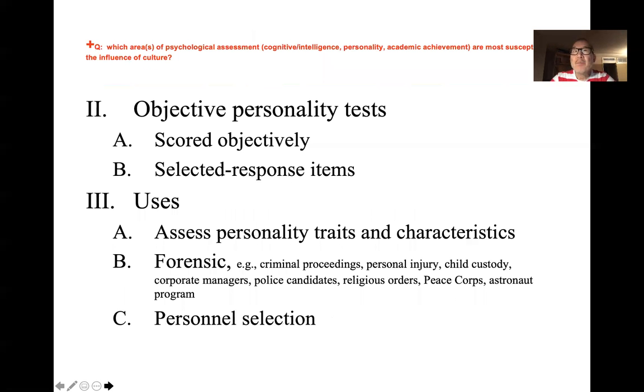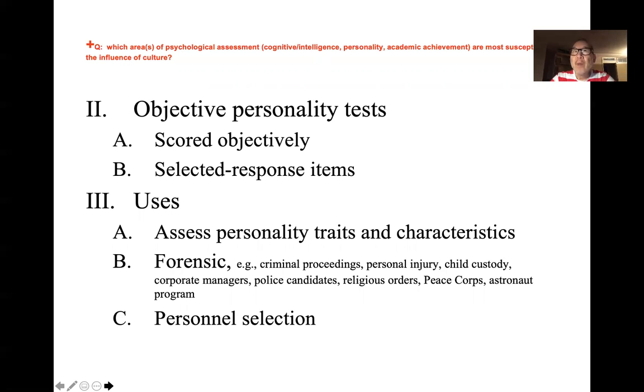Okay, so objective personality tests, these are some of the main characteristics. One, they are scored objectively, like through a Scantron or through a computer Scantron. So it's not going to be an essay in which a judge reads through it and then comes up with her or his judgment based on their experience, or someone drawing something and then a judge or clinician doing similarly.